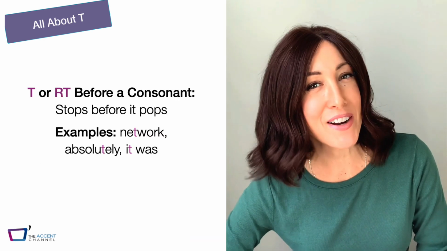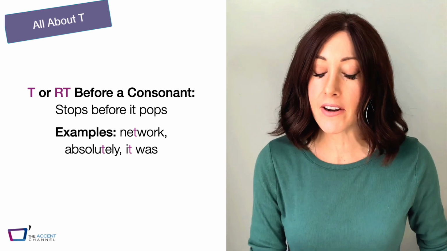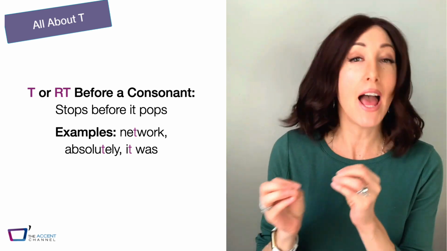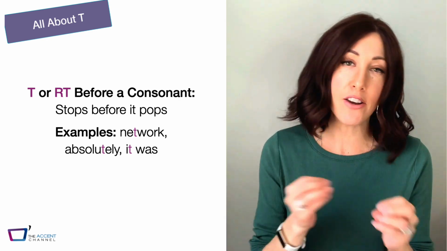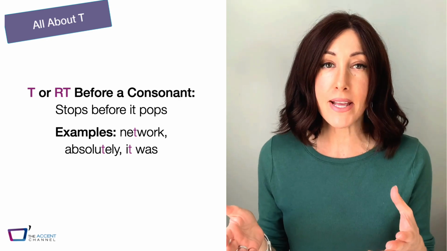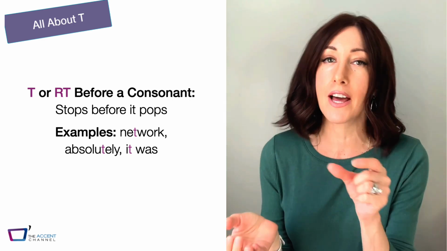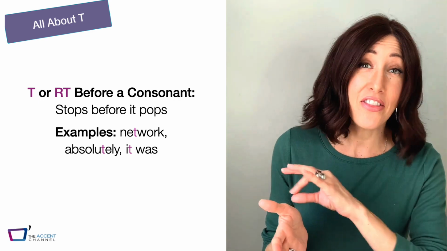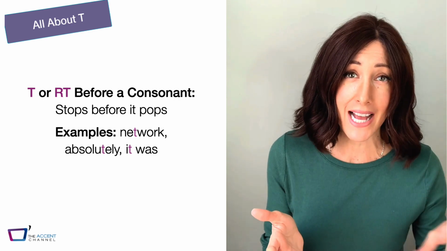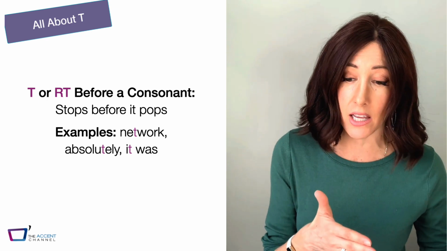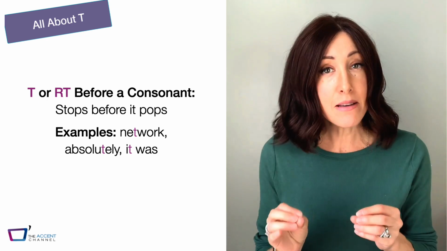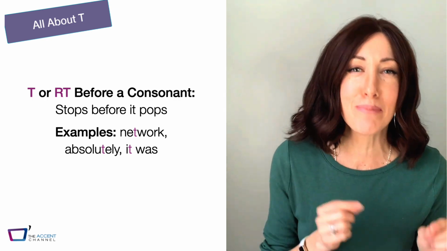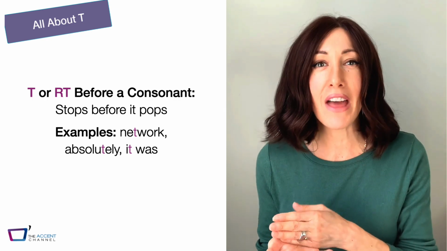Okay, moving on to our next rule regarding the weird American T. Again, we're looking at the letters T and RT. All right, we looked at T and RT between vowels, but what happens if the letter T or the letters RT together come before a consonant or they're at the end of a line? They're the very last sound that you need to say. Well, when that happens, in the American accent, we stop before we pop. We stop the sound without popping it out.